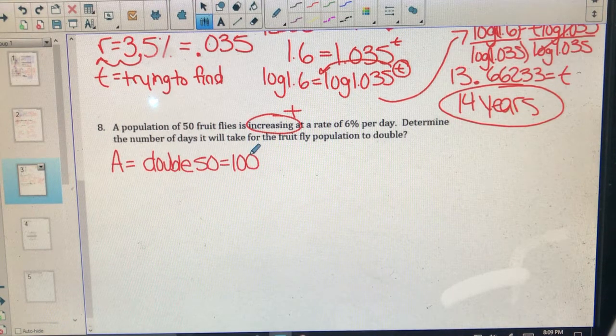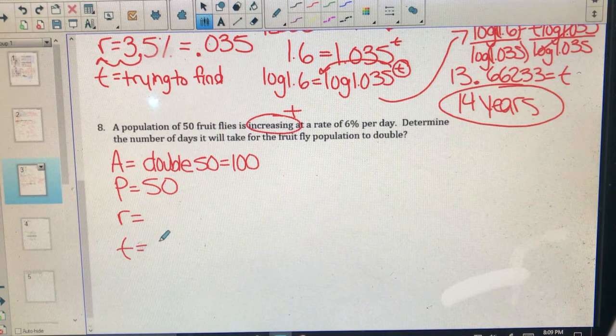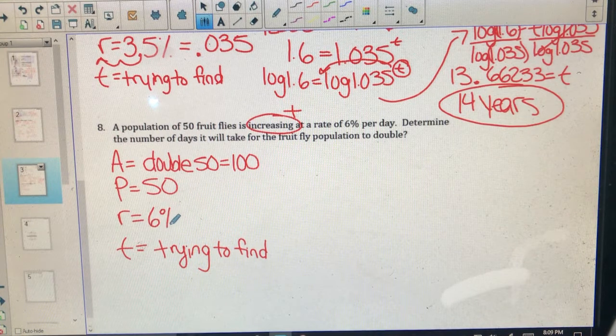So A is 100. P is your initial amount, so P is going to be what you started with, which was 50. And then again, like we said, we're finding T because it says how many days, or determine the number of days. So T is what I'm trying to find. And R is 6%, but you need to write it as a decimal. So either divide it by 100 or move the decimal point left 2 places, you get 0.06.